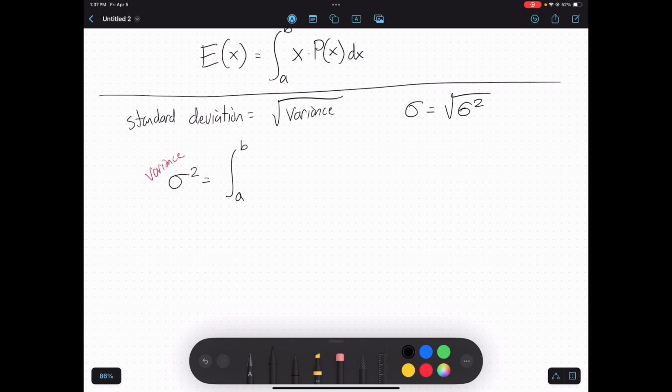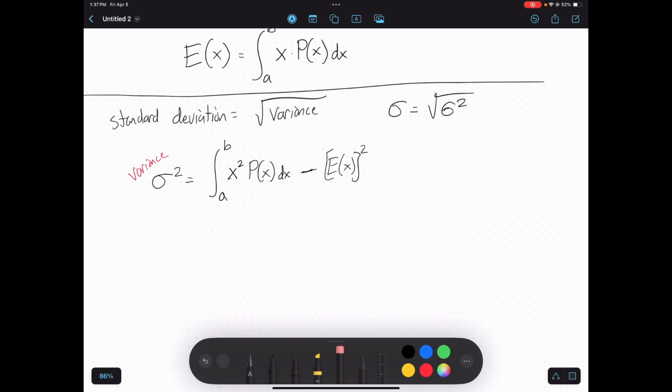And I'm going to do something similar to what I did with the expected value, except instead of multiplying by x, I'm going to multiply the probability density function by x squared. So I'm going to take that integral and subtract your expected value squared. And remember that I can calculate this expected value just by doing the integral from a to b of x times your probability density function. But once I'm done with that, I'll square that value.